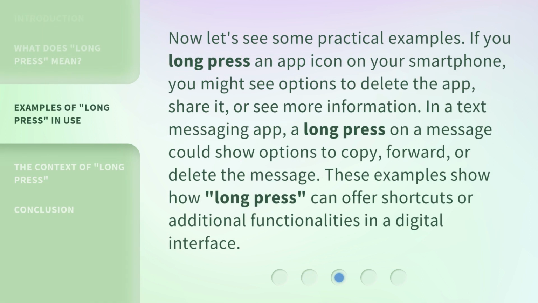Now let's see some practical examples. If you long press an app icon on your smartphone, you might see options to delete the app, share it, or see more information. In a text messaging app, a long press on a message could show options to copy, forward, or delete the message. These examples show how long press can offer shortcuts or additional functionalities in a digital interface.